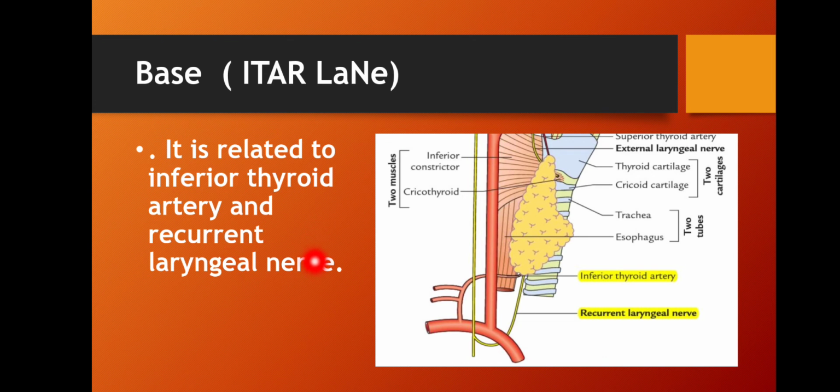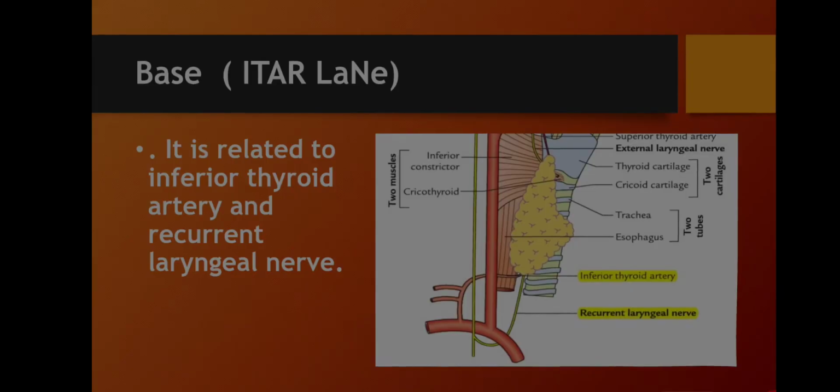I repeat, ITA, inferior thyroid artery. R means recurrent, LA laryngeal, NE means nerve. So inferior thyroid artery and recurrent laryngeal nerve, right?